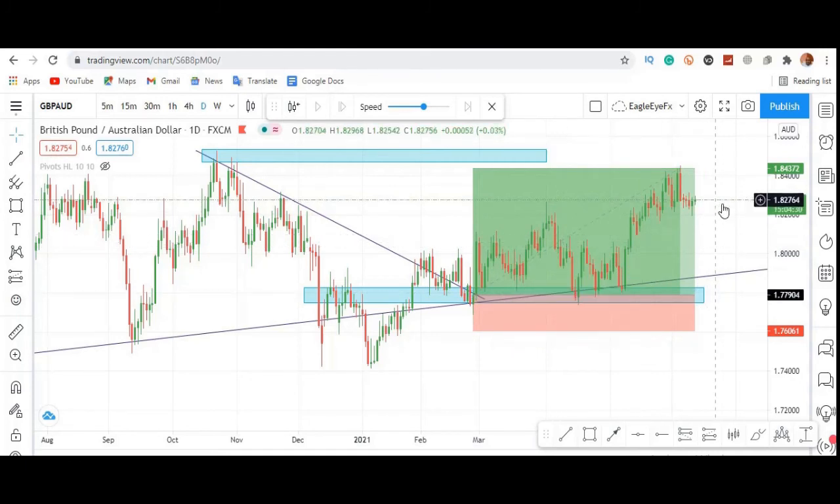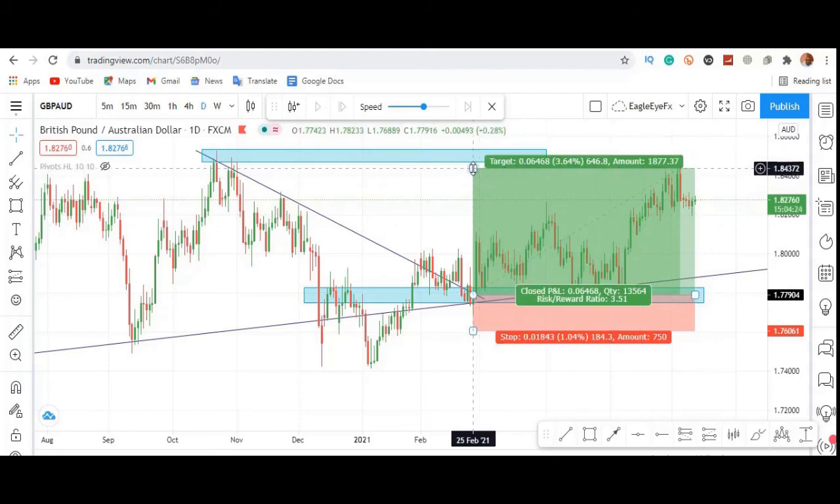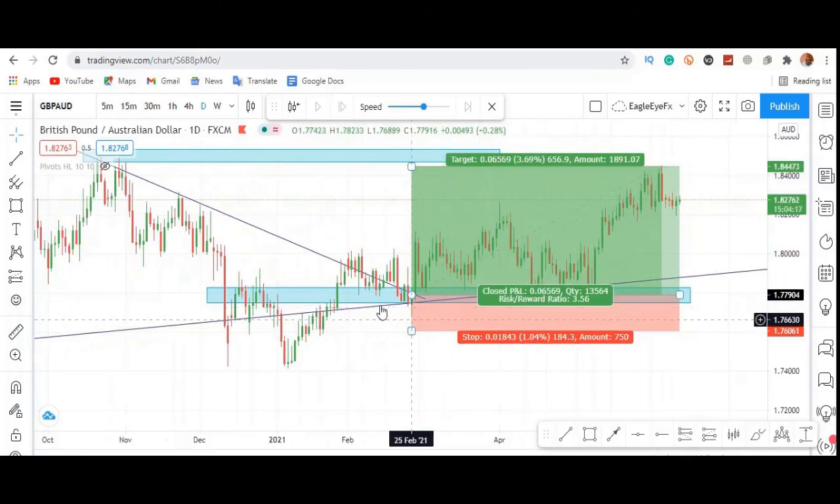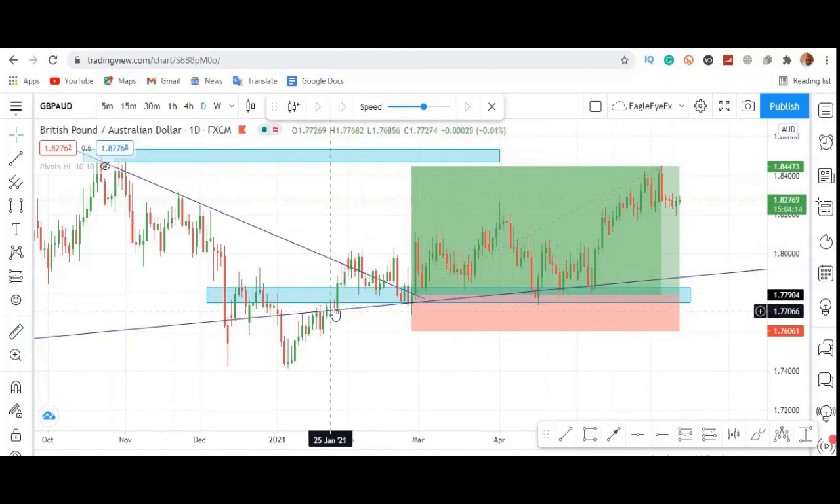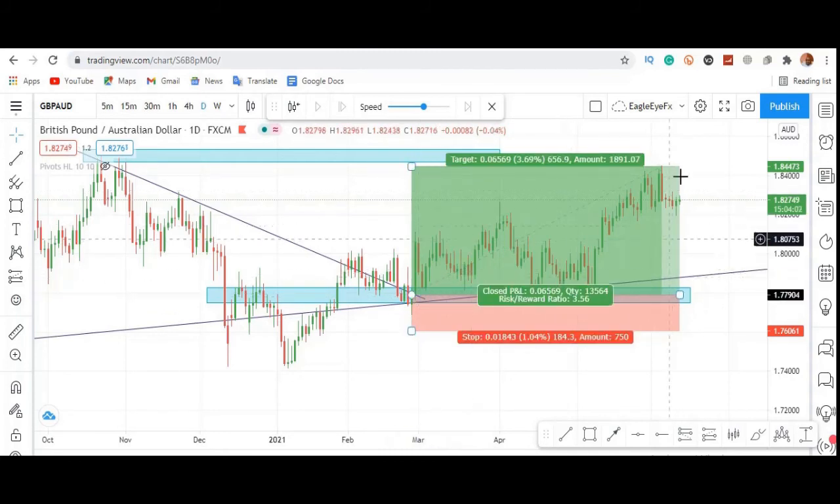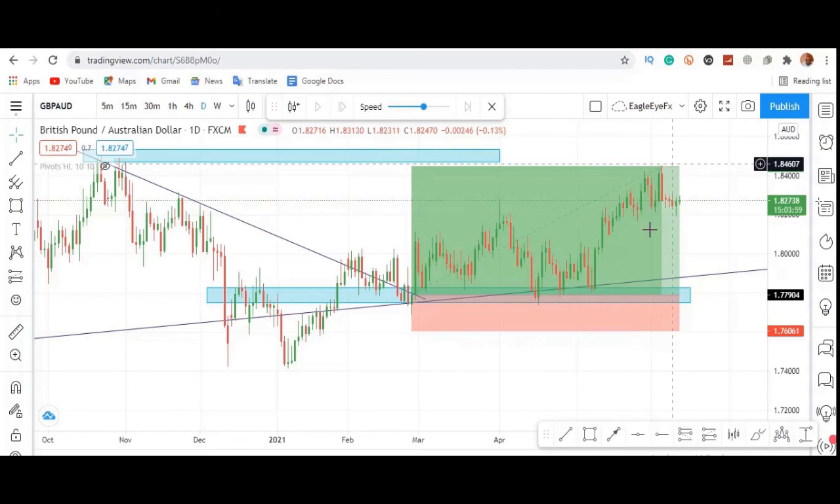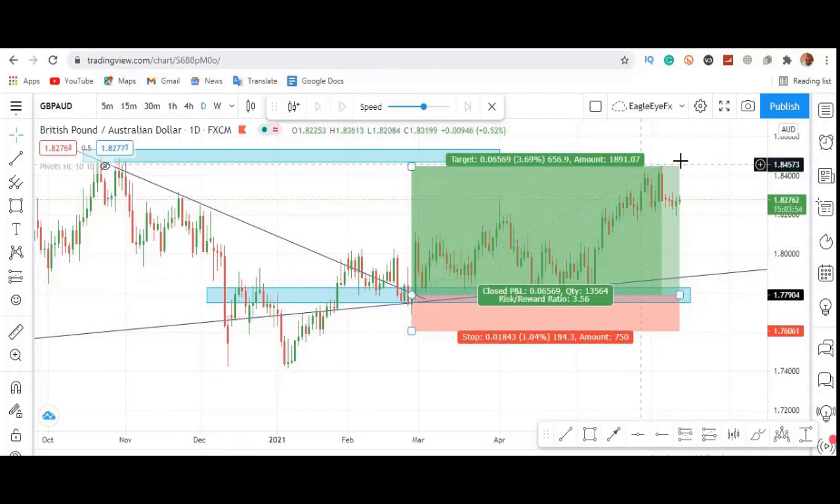But if you're not into scaling in, and maybe if you don't want to be too greedy, you want to grow steadily, you could have just entered here. The moment we saw this, the market broke this trend line, then came to retest, then we saw a push upward, then you could have entered, and then you could have got this beautiful move up to here, and you could have risked 1% and made 3%.